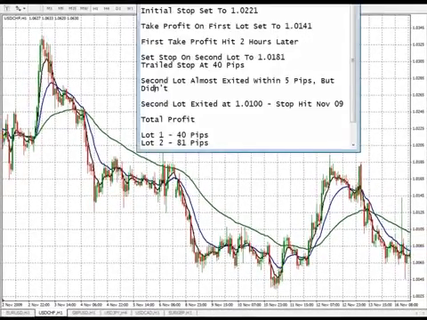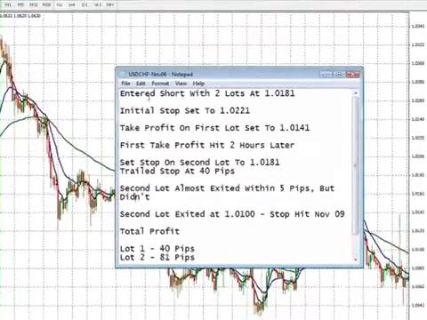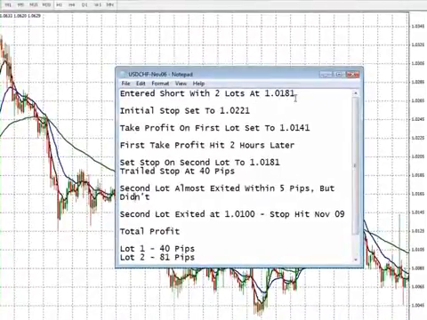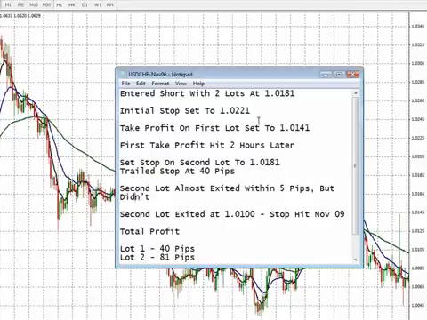Just taking a look at what happened with this trade, we entered short with 2 lots at 1.0181. The initial stop loss was set to 1.0221, which is 40 pips back of this level. The take profit on the first lot was set to 1.0141, and the first lot was taken out 2 hours later when that take profit level was hit.